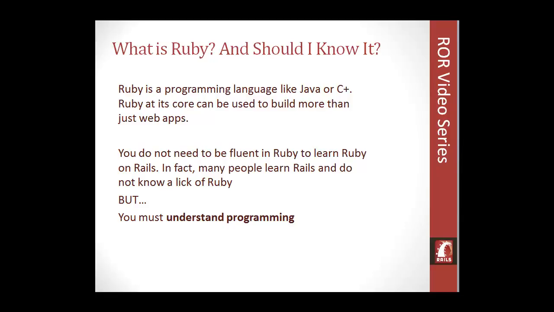A lot of people learn Rails and they don't know any Ruby at all, and that's fine. You can get by. You just need to really understand stuff like variables, functions, or methods, conditionals, if statements, stuff like that. Just basic programming stuff. You don't need to know a lot. And chapter 2 is all about Ruby, so we'll actually be learning some of the language and just basic programming principles. So don't worry about that if you don't know any Ruby.